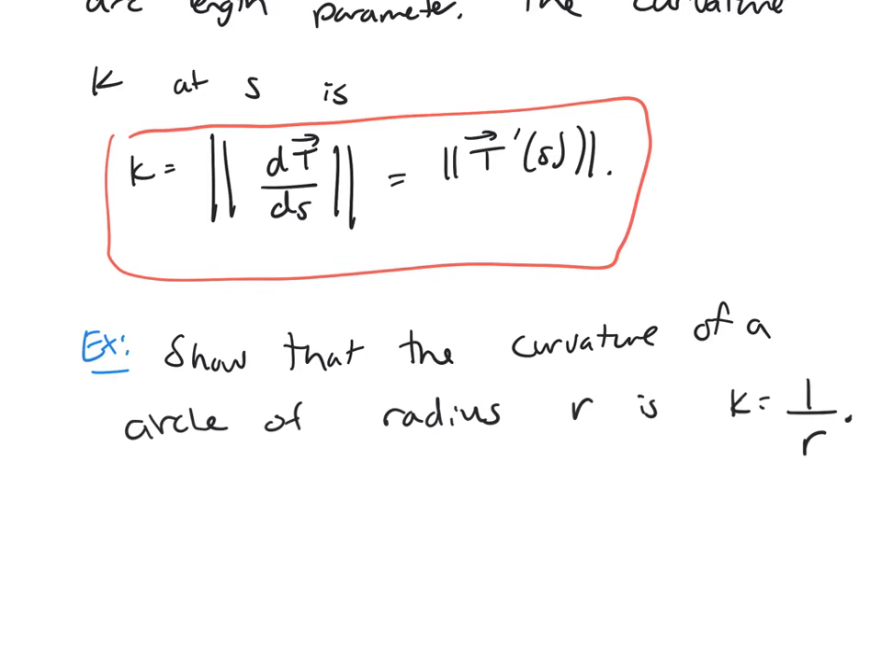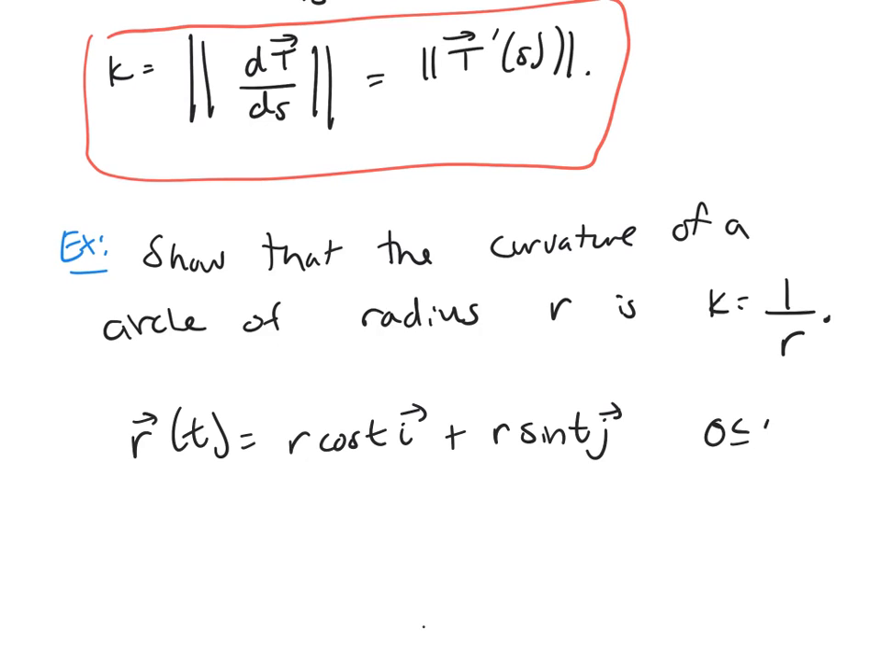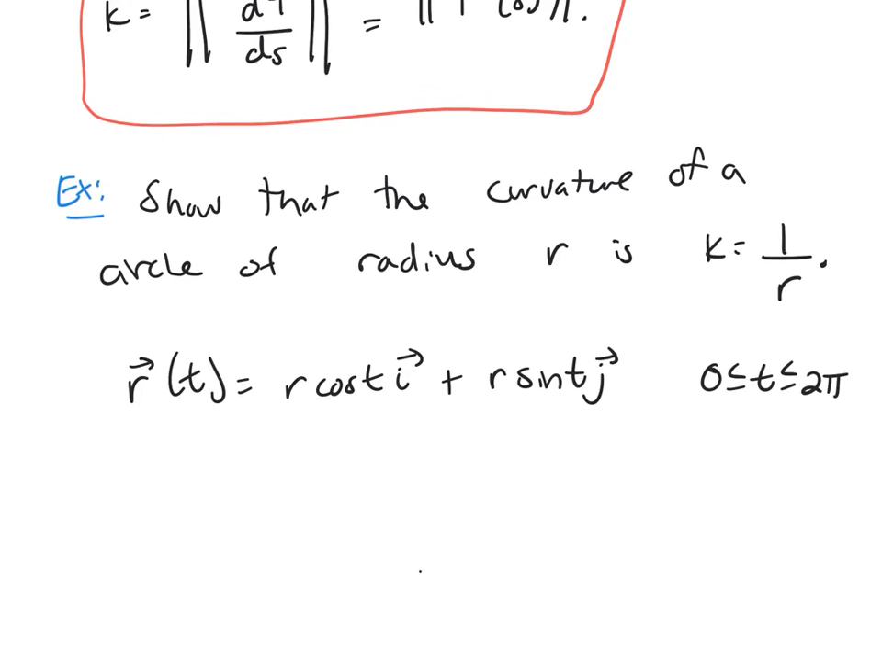So one way we could describe a circle with a vector equation, we could say r of t is r cosine t i plus r sine t j, where t goes from 0 to 2 pi. It says the equation of a circle of radius r.